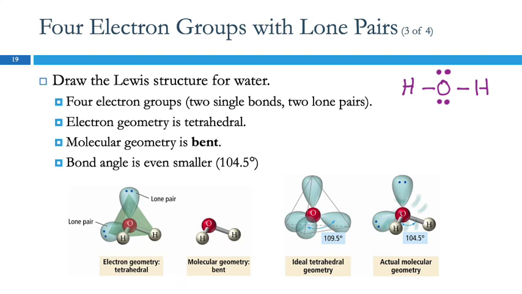And again, because these lone pairs are extra repulsive, it's going to push the hydrogens together. Instead of being 109.5 for an ideal tetrahedron, they're going to get pushed together even a little more than the hydrogens in ammonia do. But all you need to know is that it's less than 109.5.